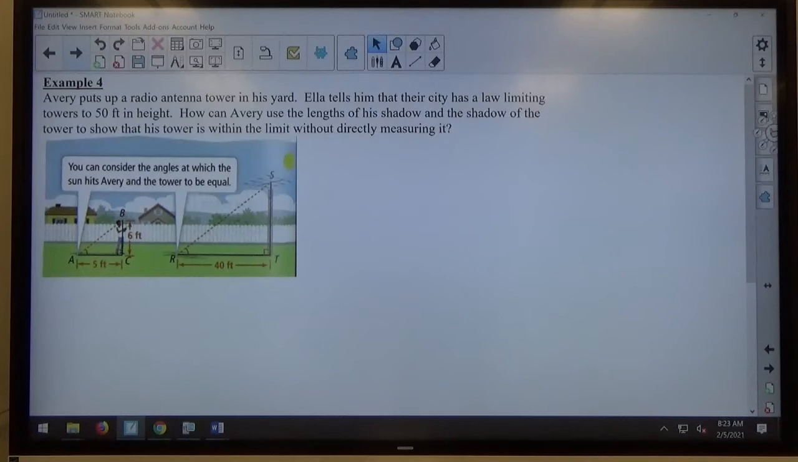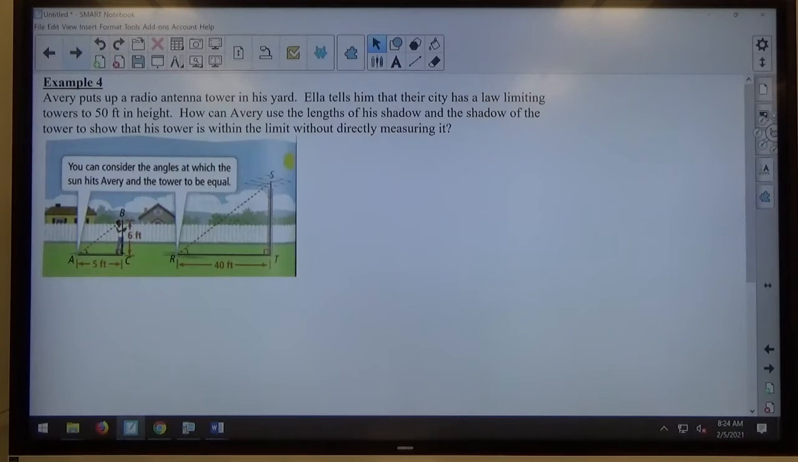All right, for example 4, it says Avery puts up a radio antenna tower in his yard. Here's his tower here. Ella tells him that their city has a law limiting towers to 50 feet in height. How can Avery use the lengths of his shadow and the shadow of the tower to show that his tower is within the limit without directly measuring? So basically, you put it up. Tower's up. And then, after he gets it up, Ella says, hey, there's a law that says it can't be 50 feet high. Typical, right, that you find out after the fact.